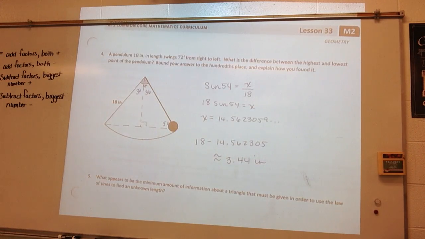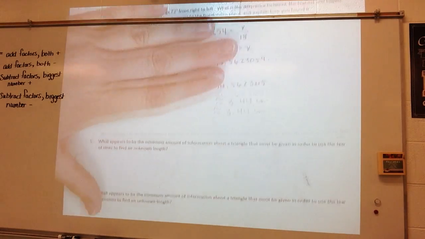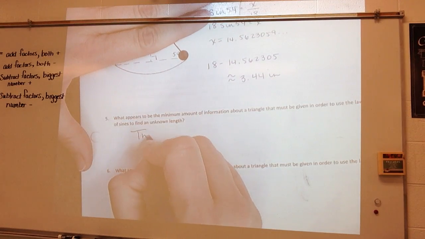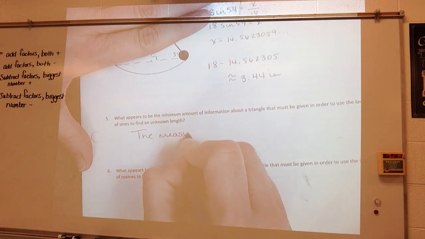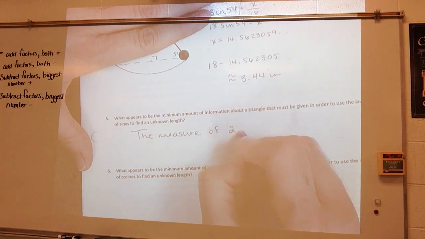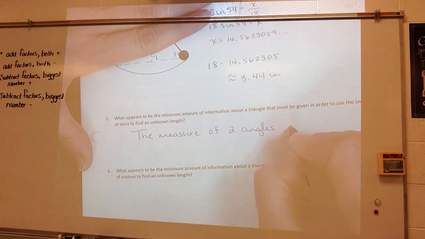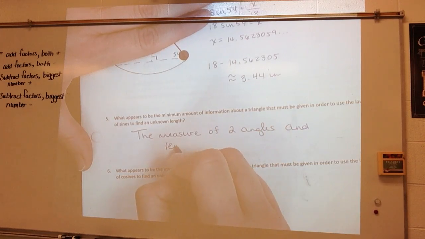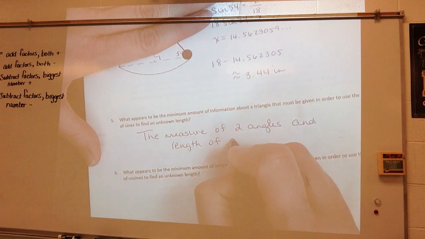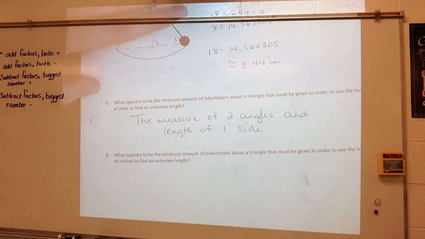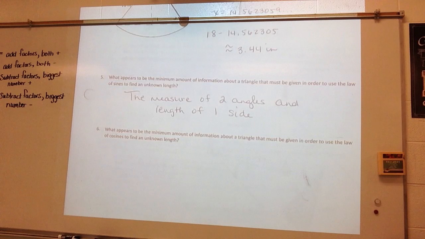What appears to be the minimum amount of information about a triangle that must be given in order to use the law of sines to find the unknown length? You must know the measure of 2 angles and the length of one side. In order to use the law of sines, you must have this information.